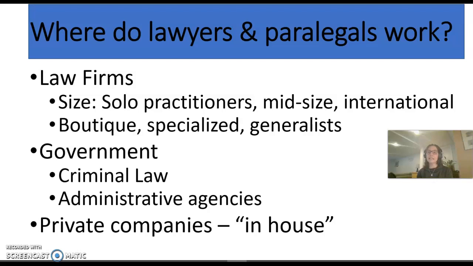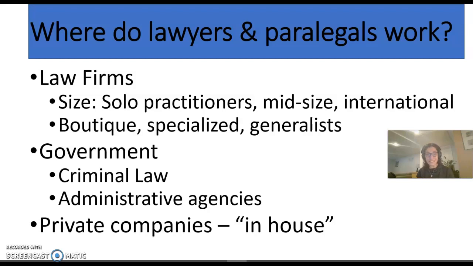Last but certainly not least, we also refer to attorneys as working in-house. In-house means that there is a company, a private company, not the government, that is large enough to want and to have its own in-house legal office, where the attorneys and paralegals work for that employer. So this is different than working for a private firm, like we mentioned above, that is then hired by that company. A really good example of this would be a large hospital.